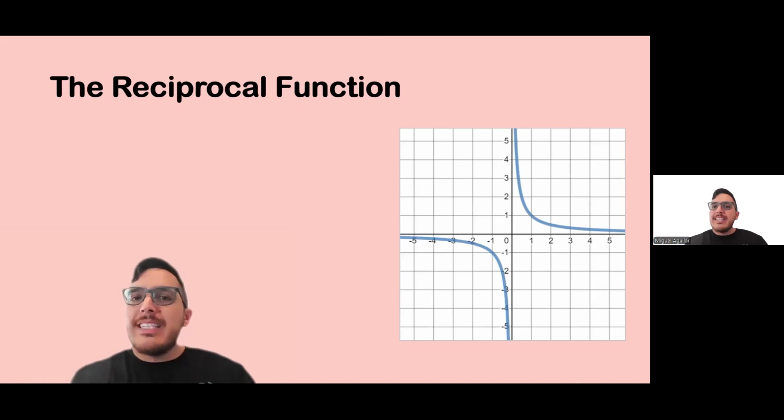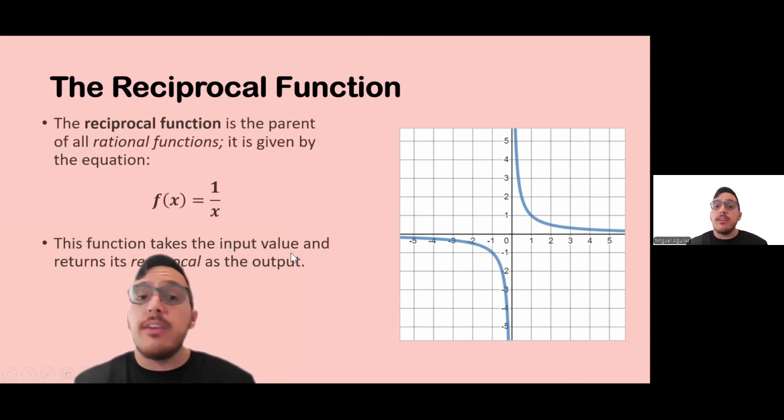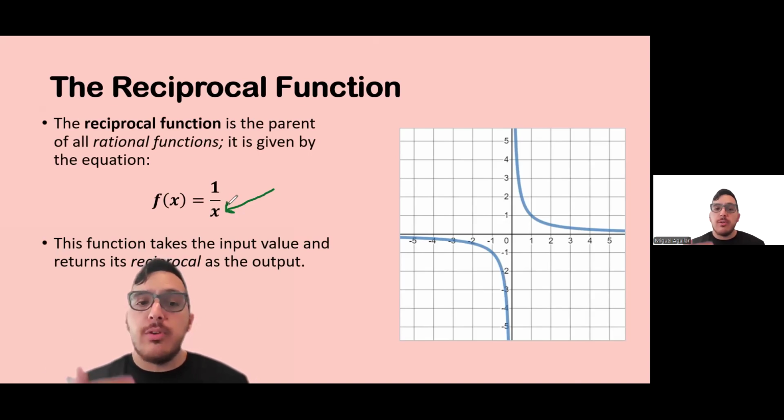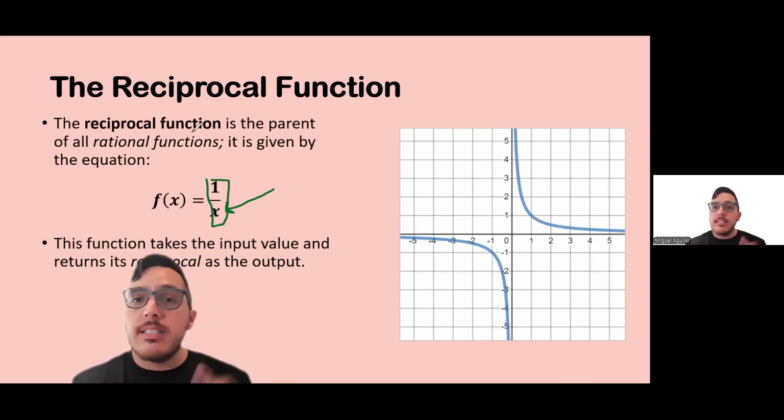Then later on, we're going to get into what are called rational functions. The reciprocal function is the first one of that type. Okay. And those are represented by fractions where we have the variable x in the denominator of the fraction. Okay, so if we have a variable in the bottom of a fraction, then that's going to represent a rational function. And the reciprocal function is just the function 1 over x. It's the simplest form or the parent of all rational functions.